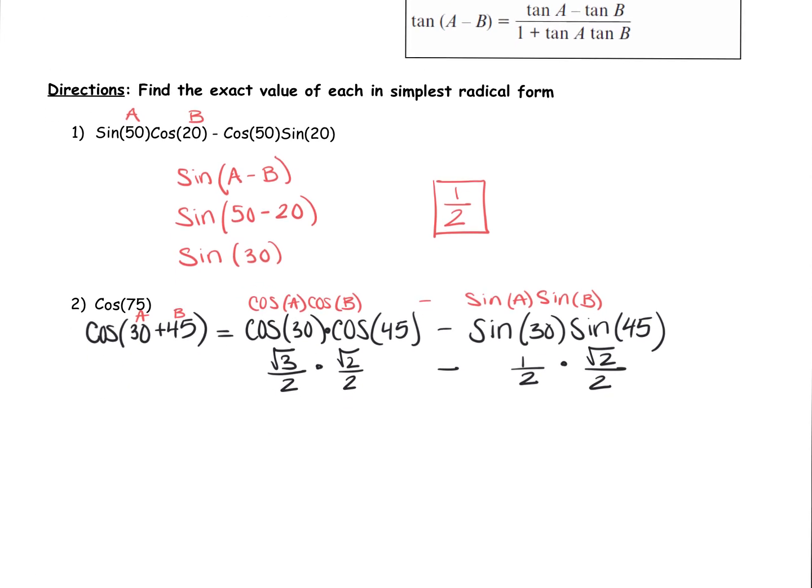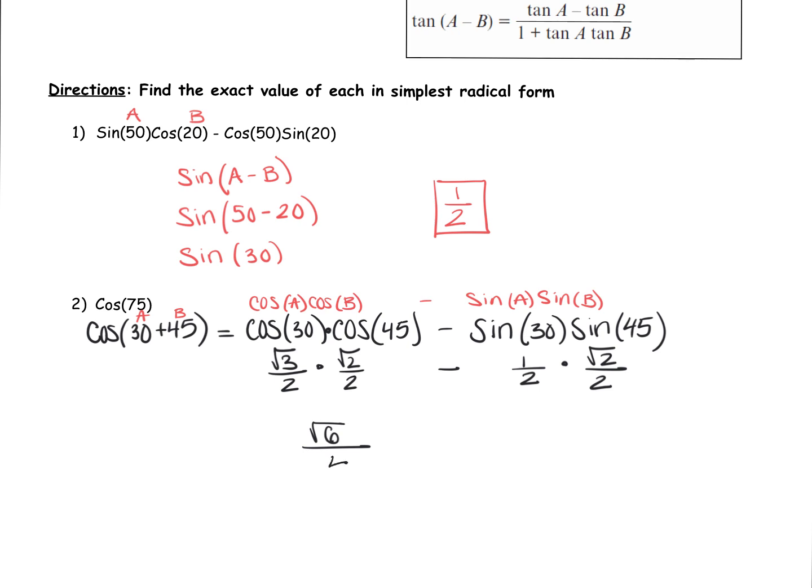So to simplify this, order of operations tells us we're going to multiply before we subtract. So remember, when we multiply fractions, it's tops times tops, bottoms times bottoms. And when you multiply radicals, you can just multiply the inside. So 3 times 2 is 6. And then 2 times 2 is 4. And then this one will simplify to rad 2 over 4.